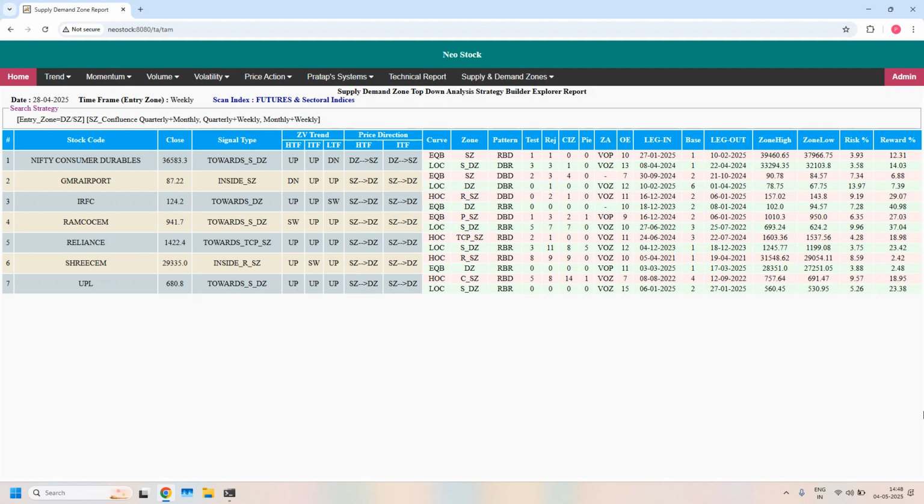So these are all weekly supply zones. Let's verify out of these 7 weekly supply zones, because they are overlapped with monthly, again both together overlapped with quarterly. Let us further filter based on quarterly supply zone having quarterly EMA confluence.